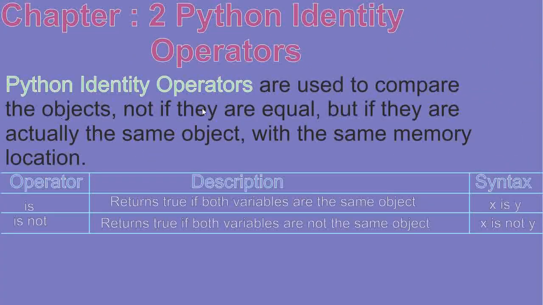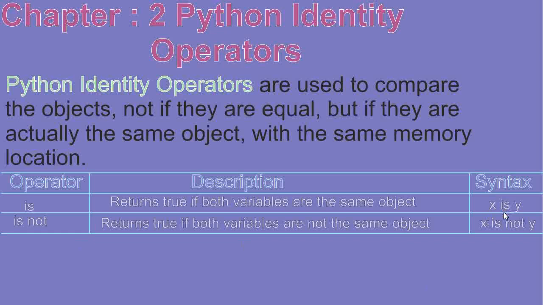Identity operators are used to compare objects, not if they are equal, but if they are actually the same object, with the same memory location. Here we see only two operators. The first one is the is operator, which returns true if both variables are the same object. The is not operator returns true if both variables are not the same object.